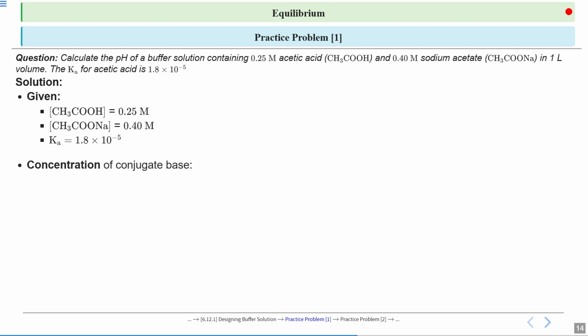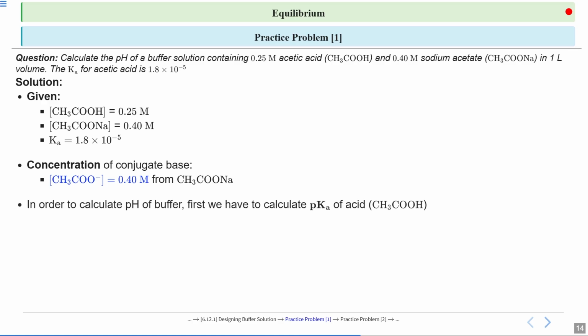Further, what is the concentration of conjugate base? This conjugate base will have the same concentration as the salt, because the salt is a strong electrolyte. It will dissociate completely, and therefore each mole of your sodium acetate will give you each mole of the acetate ion. So the concentration of the acetate ion is equal to the concentration of the sodium acetate, which is 0.40 molar.